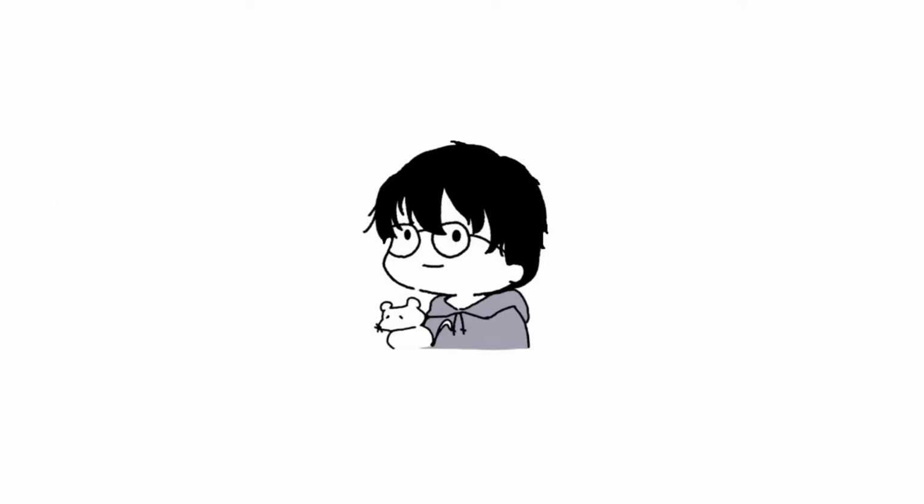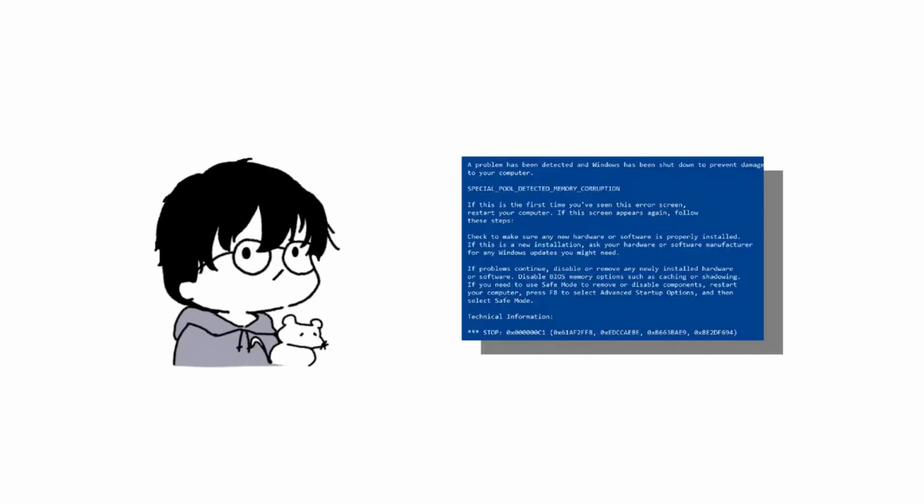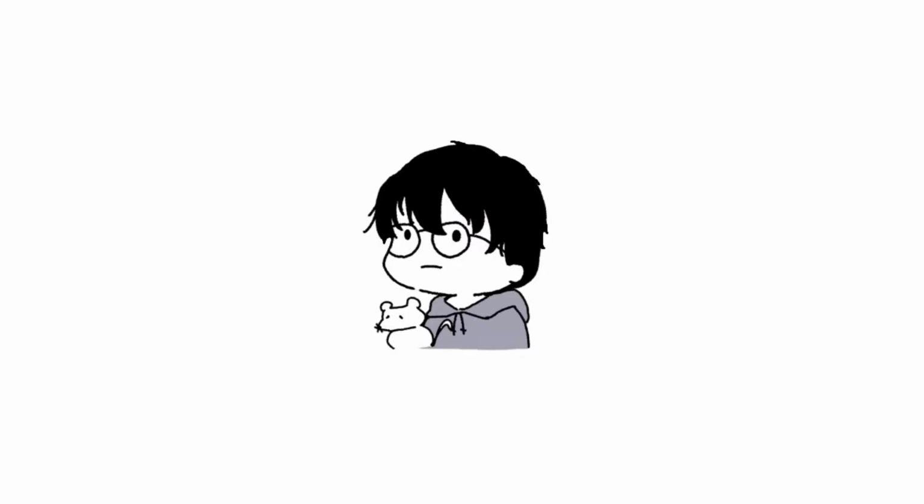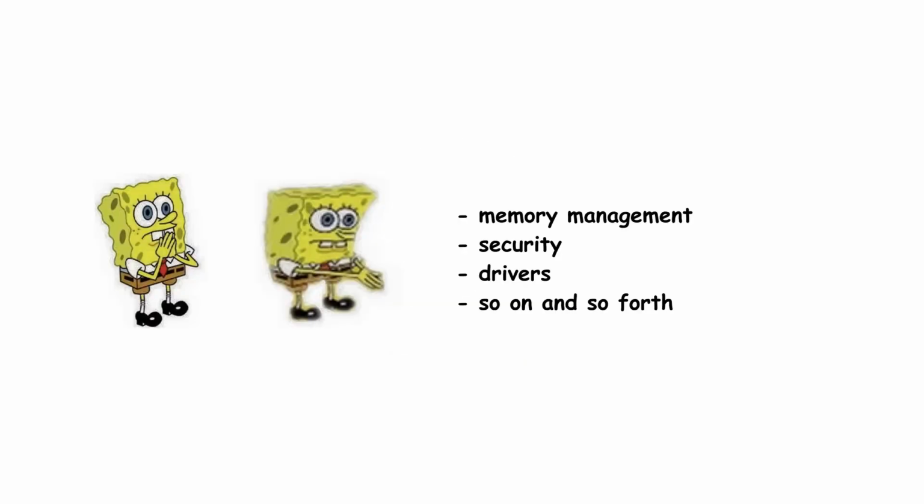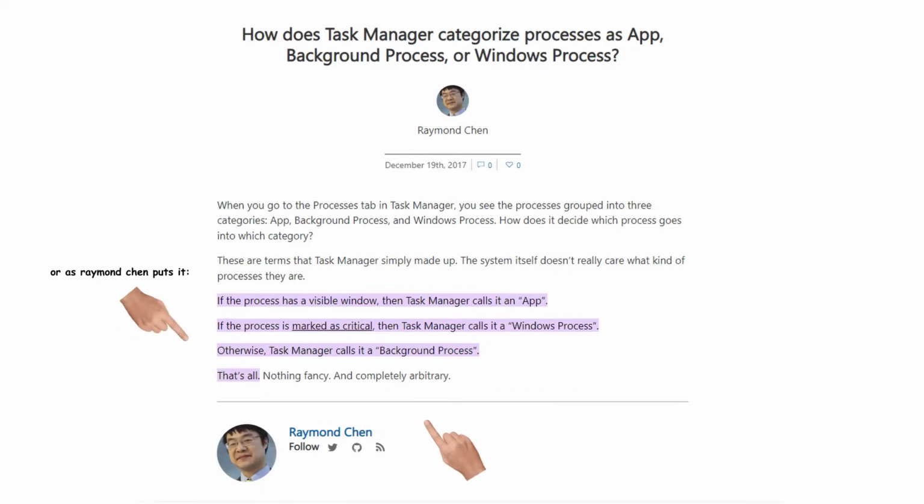Windows processes. These are system level processes that are vital for the proper functionality of your Windows operating system. They automatically get launched upon startup and perform critical tasks such as memory management, security, device drivers, and so on and so on.